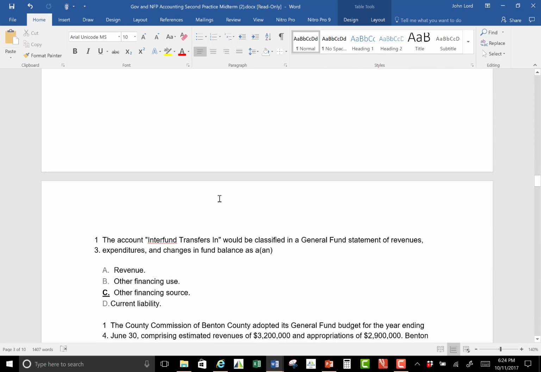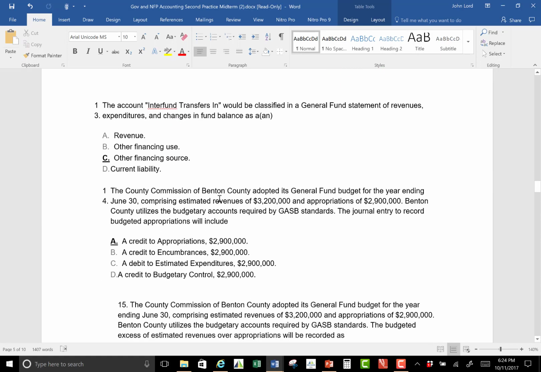Let's take a look at this one. Number 13. The account interfund transfer would be classified in the general fund statement of revenues, expenditures, and changes in fund balance. The transfer in is one of our two other financing sources, right? What's the other one? Long-term debt proceeds. Yeah, you could call it long-term debt finance. And then we would have our one other financing use, which is transfer out. Okay. Good.